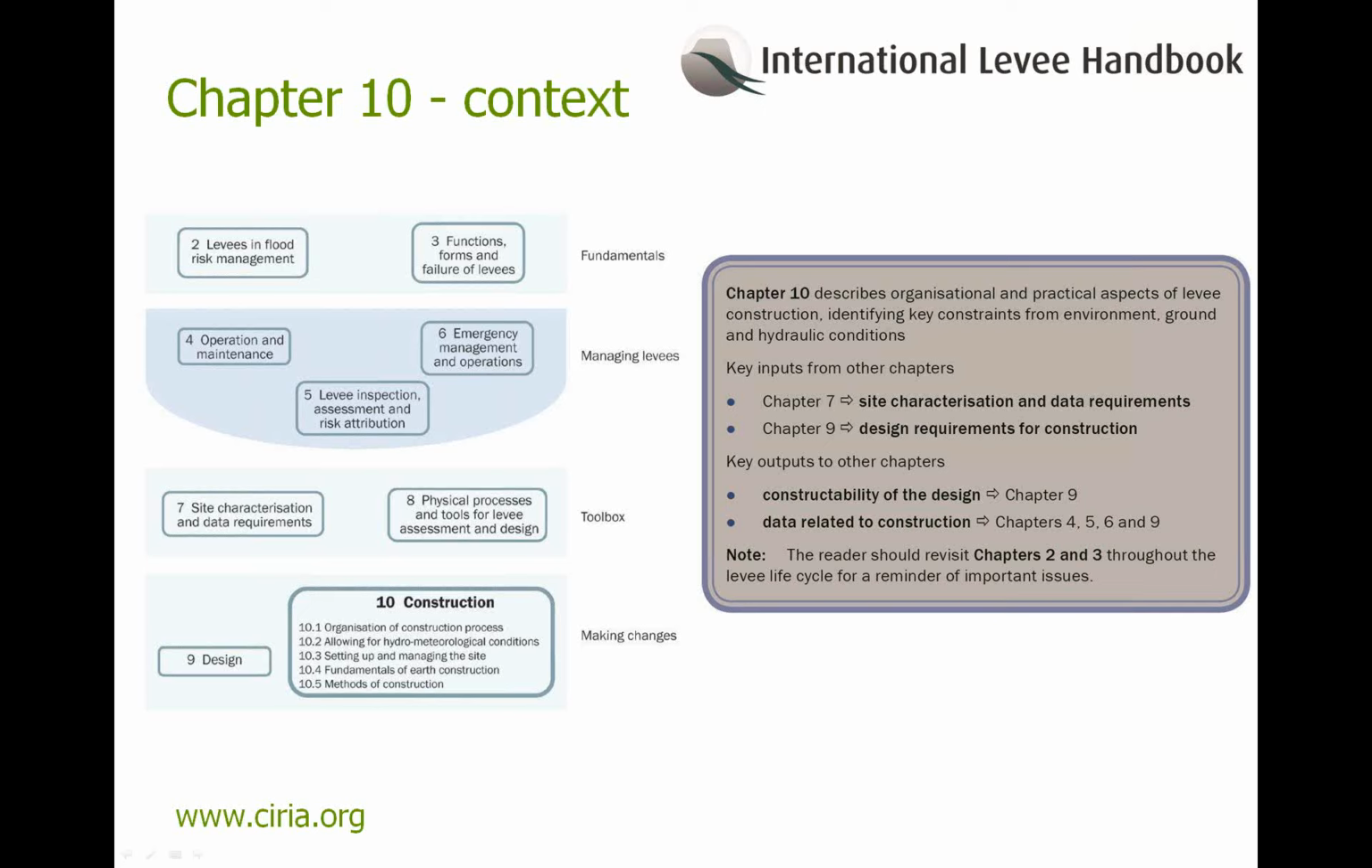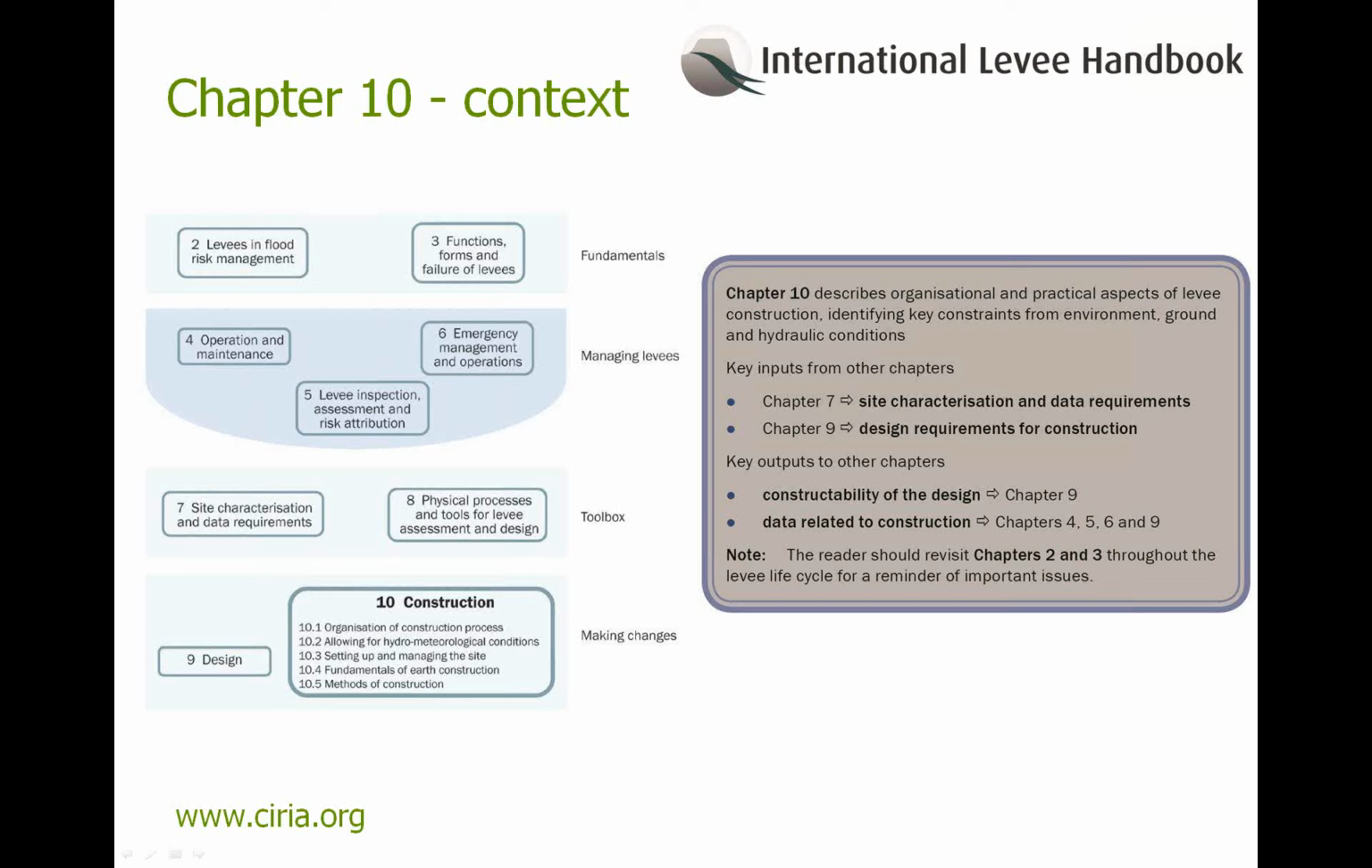Chapter 10 is the last chapter of the International Levee Handbook and describes the organizational and practical aspects of levee construction, identifying key constraints from environment, ground and hydraulic conditions. Key inputs from other chapters are from Chapter 7, Site Characterization and Data Requirements, and Chapter 9, Design Requirements for Construction. Key outputs of Chapter 10 to other chapters are on constructability of design for Chapter 9, and data related to construction as discussed in Chapters 4, 5, 6 and 9.